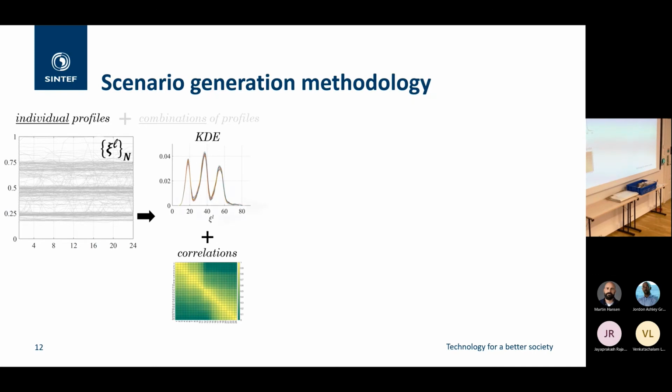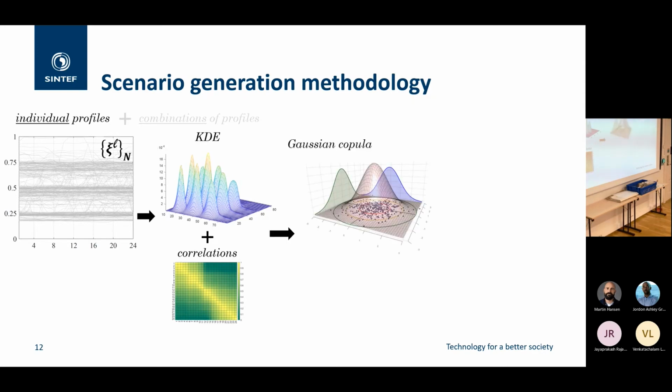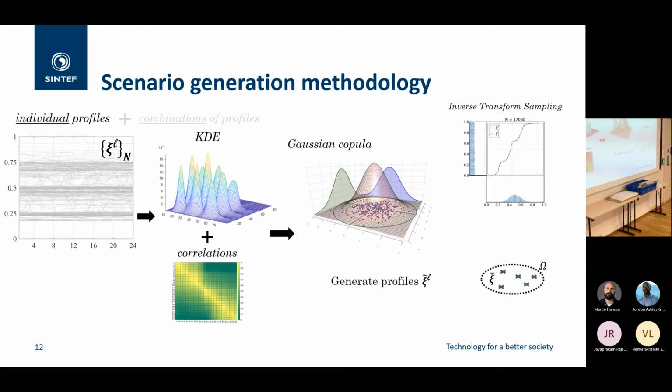different time instances. Basically, this will define a multivariate probability distribution, but when we are trying to link it with the correlations, we can use this copula trick, and we can actually transfer into a Gaussian copula. And then from that, we can use inverse transform sampling in order to generate profiles. And those profiles will basically populate this Ω space that we said earlier. So this is just in order to generate profiles.